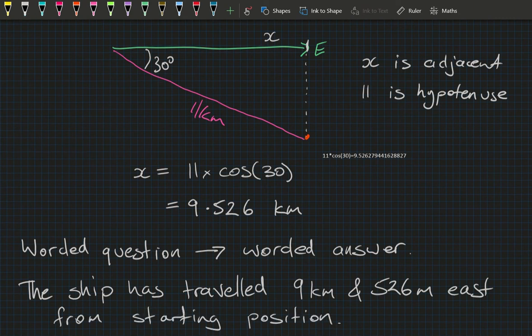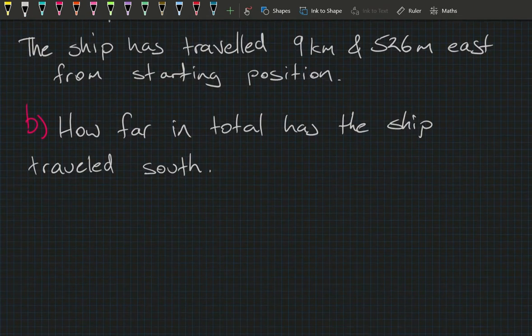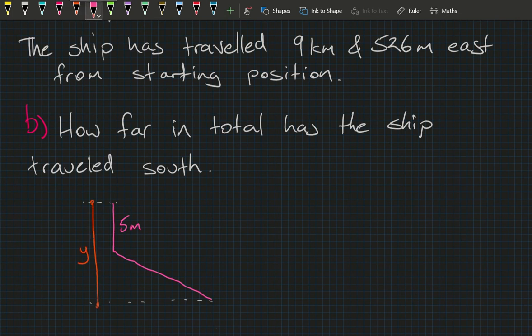Okay, so that's it. Let's move on to part B, where we're asked how far in total has the ship travelled south. So this time we do have to count the first leg, because obviously that was all south travel. Then of course there was that other 11 kilometre leg, and we're trying to figure out exactly how far we've travelled south. I forgot to mark in the 11 there too, didn't I? So I'm going to draw in right angles to these lines here, and not just any old right angle. I'm trying to make sure one of them is south. I'm going to call this distance here x, and clearly y is going to equal 5 plus x. And don't forget y is our total distance south.